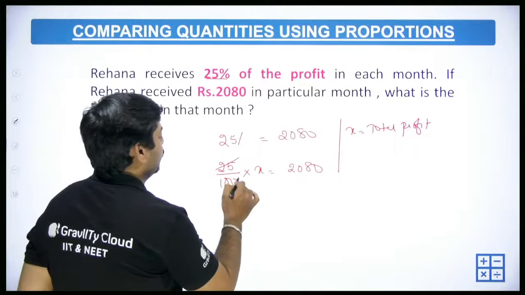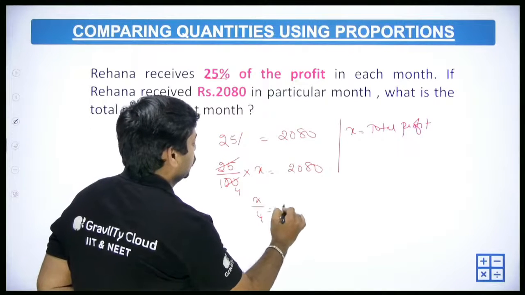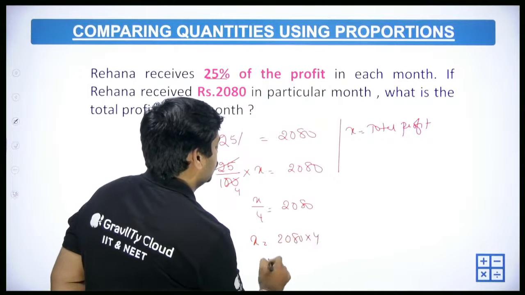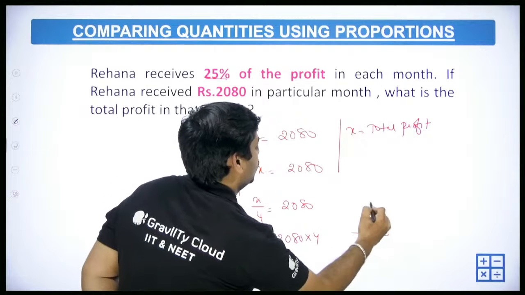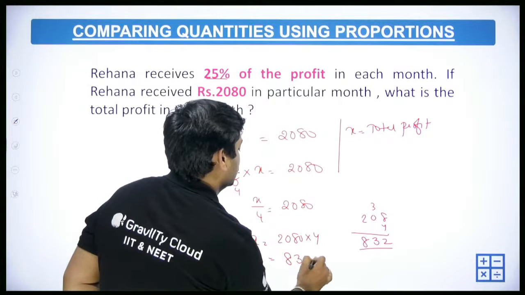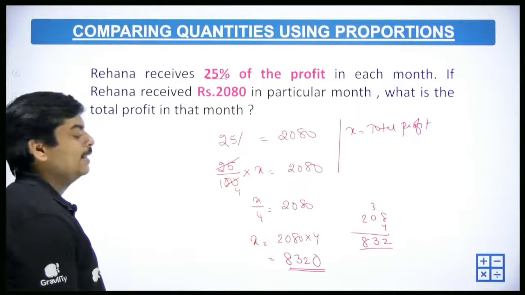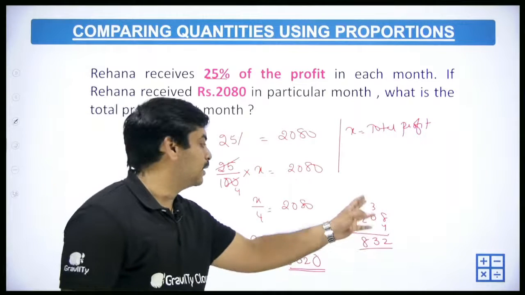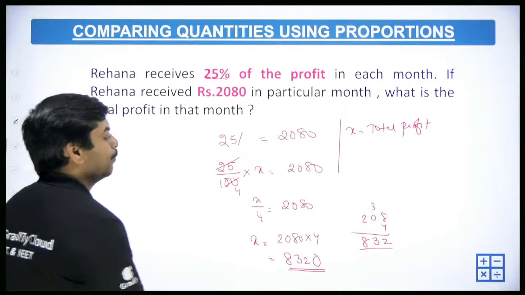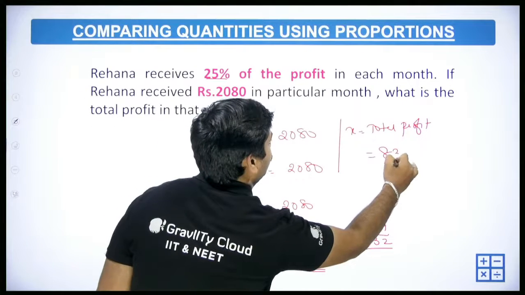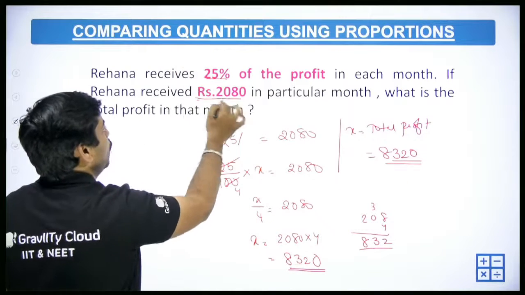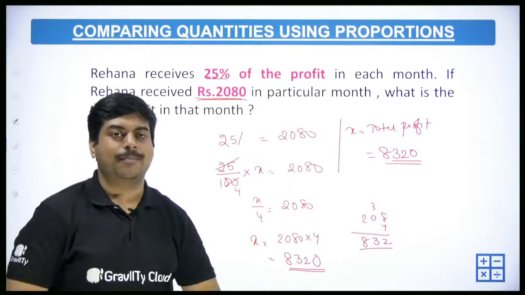So 25 ones, 25 fours, so x by 4 is equal to 2080. So x is equal to 2080 into 4, which is 208 into 4. So 8 fours are 32, 4 zeros 0, 3 carried, 4 twos are 8, which is 8320. So that is the total profit. Total profit is 8,320 rupees. Out of that, her share of 25% will be 2,080 rupees in that particular month.